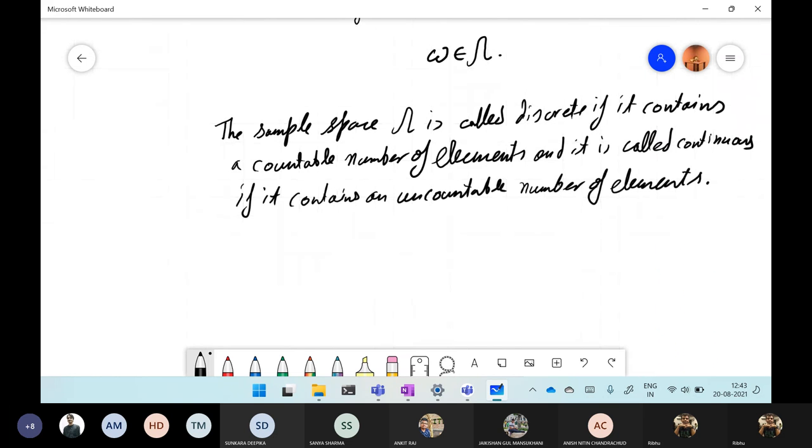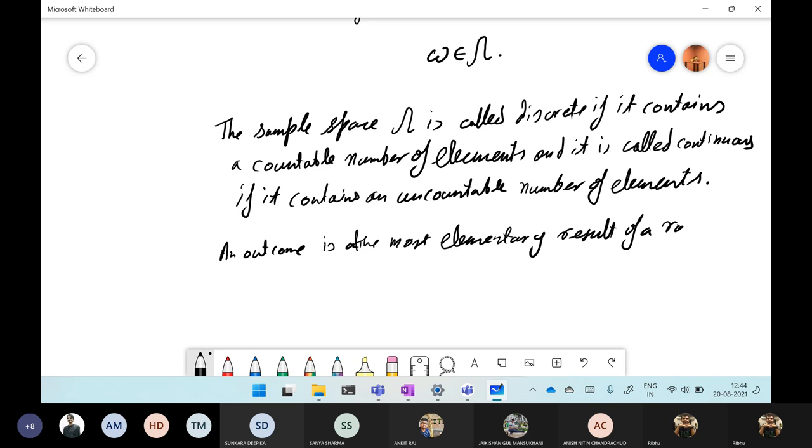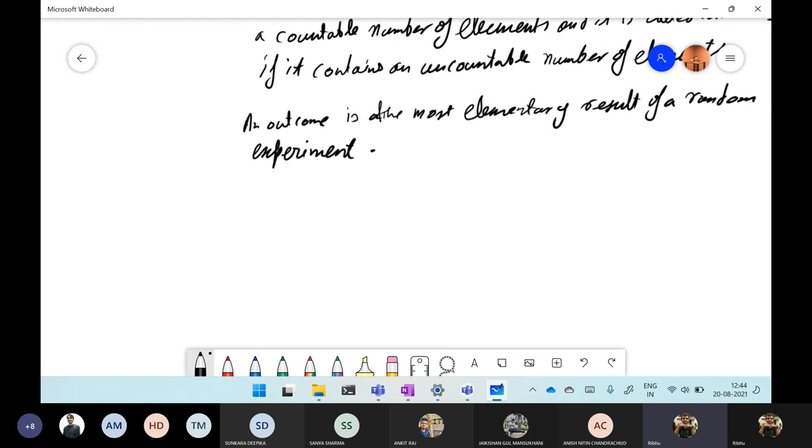So now, let us define. We have defined a sample space. We have defined an outcome. So I'll also write this. An outcome is the most elementary result of a random experiment.